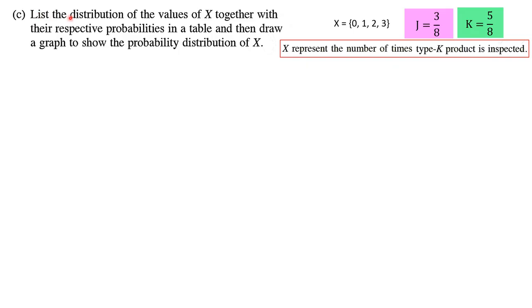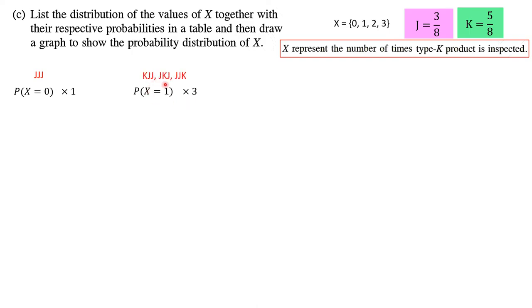For question C, list the distribution of the values of X together with their respective probabilities in a table, and then draw a graph to show the probability distribution of X. These are the info we get from question B. X equal to 0 occurs only 1 time. X equal to 0 means no K, because X represents the number of times type K product is inspected. The outcome is JJJ, so times 1 because there is only one outcome of JJJ.